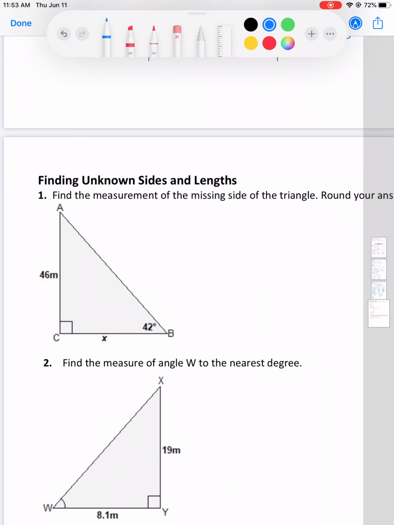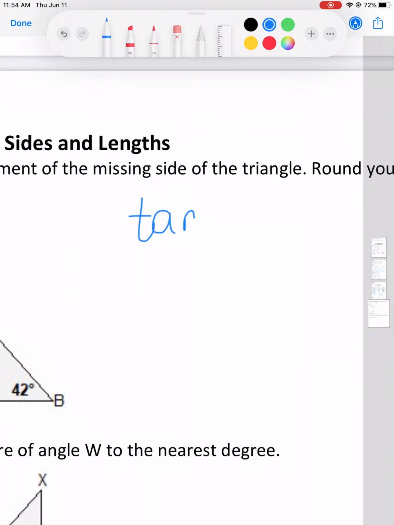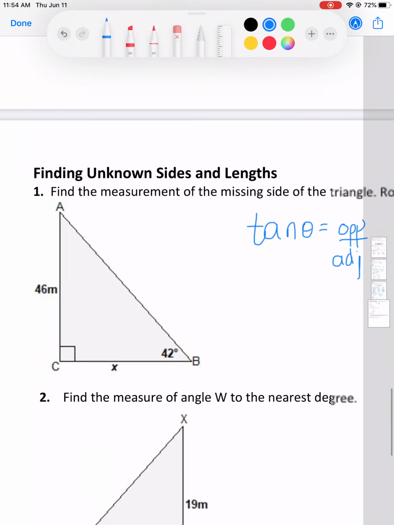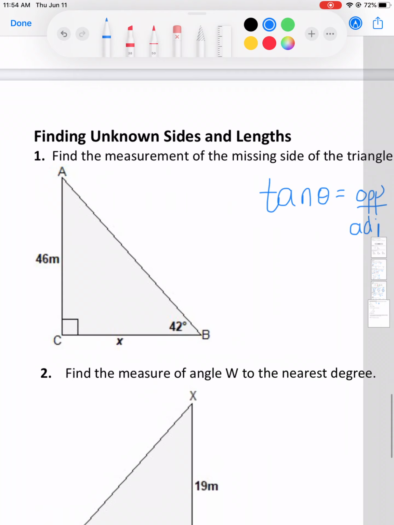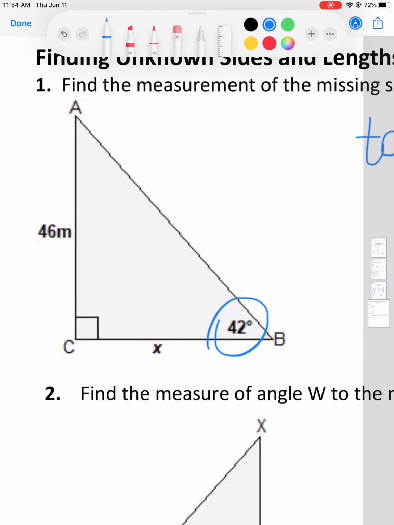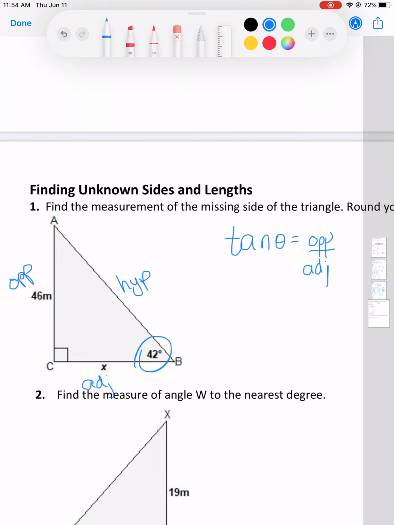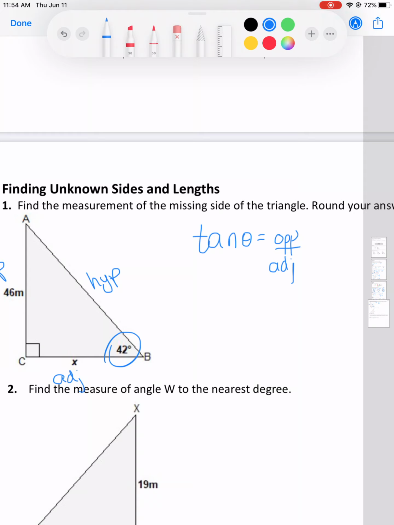Okay, find the measurement, same idea. We're going to be using tan. We already know that. So I'm going to write out my equation. Tan theta is equal to opposite over adjacent. It's with respect to this angle here because it's labeled. Okay, guys? Because we know what that angle is, we're going to use it. So if that's the case, this is my hypotenuse, this is my opposite, and this is my adjacent. Okay. So, do I have a theta? Yep, 42. Opposite is 46. And my adjacent is x.